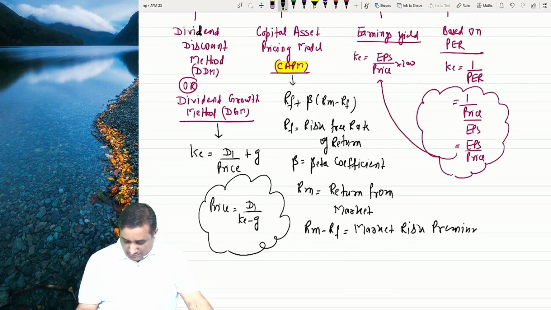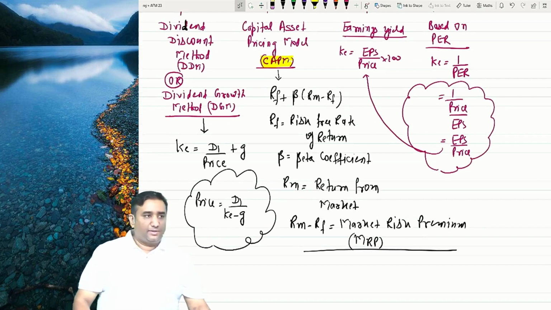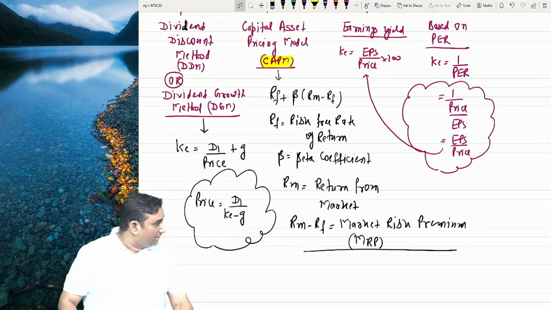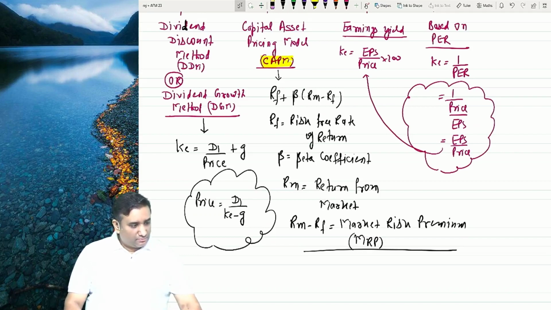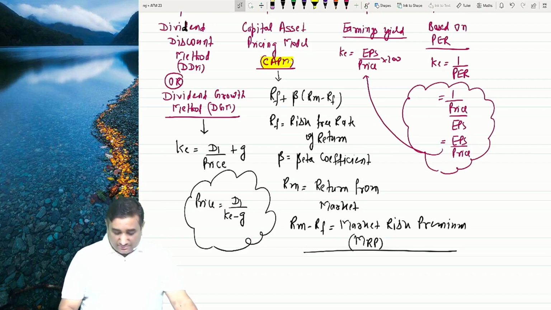Market risk premium, MRP. How to read this formula? I'll take help of an example and data. Just copy that down, please. Copy it down. Market risk premium which comes out.